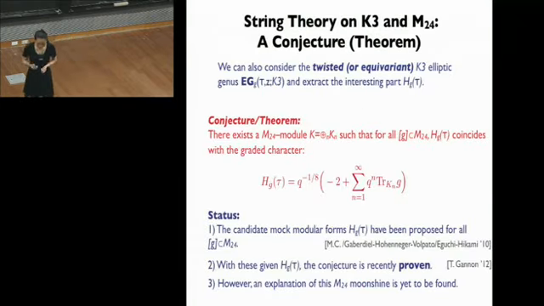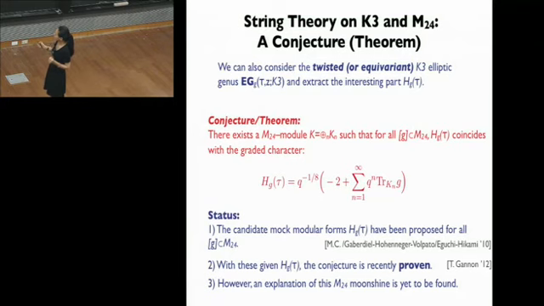Okay, so now we go back to the M24. After that observation, people also want to formulate a conjecture describing it. But in order to formulate a meaningful conjecture, you need the characters, not just the dimensions. Otherwise, you cannot distinguish between a 45-dimensional irrep and 45 copies of the trivial representation. So for this, you can also consider the twisted or equivariant (these two words mean the same thing for me) K3 elliptic genus, and again extract the interesting part.